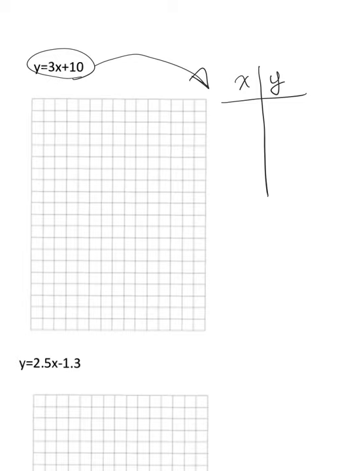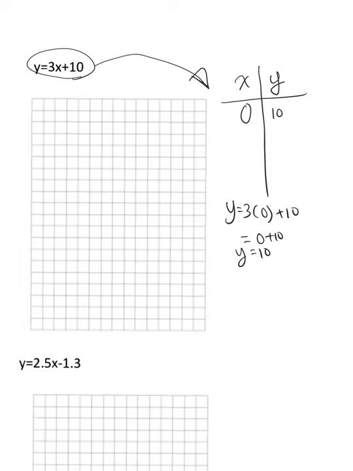All we're doing here is picking any value of x. You can ask, what's y when x is 0? You go to your equation and plug in: y is equal to 3 times 0 plus 10. This gives us 0 plus 10, and y is equal to 10. So y equals 10 when x is 0.